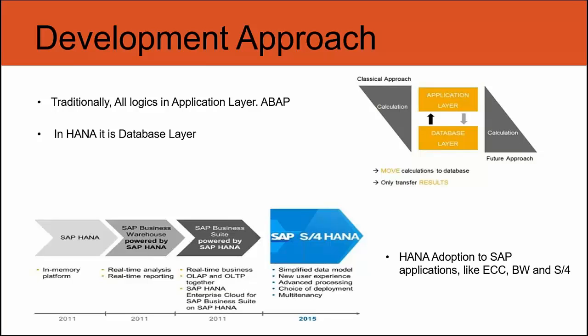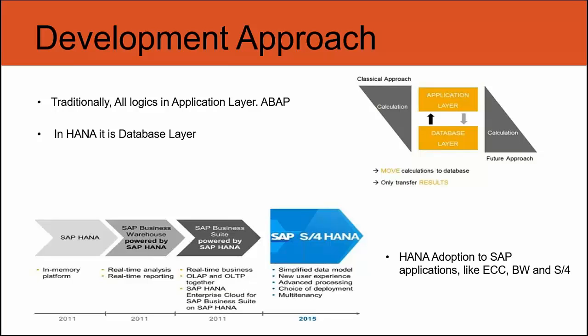On the bottom you also see a little journey of HANA, how it was introduced. And you can see from the left side that HANA was introduced initially as an in-memory platform database in 2011, and it was given initially for real-time analysis and reporting purposes only, not for transaction purposes. So it happens to be SAP's Business Warehouse, or BW, the data warehousing and reporting application.